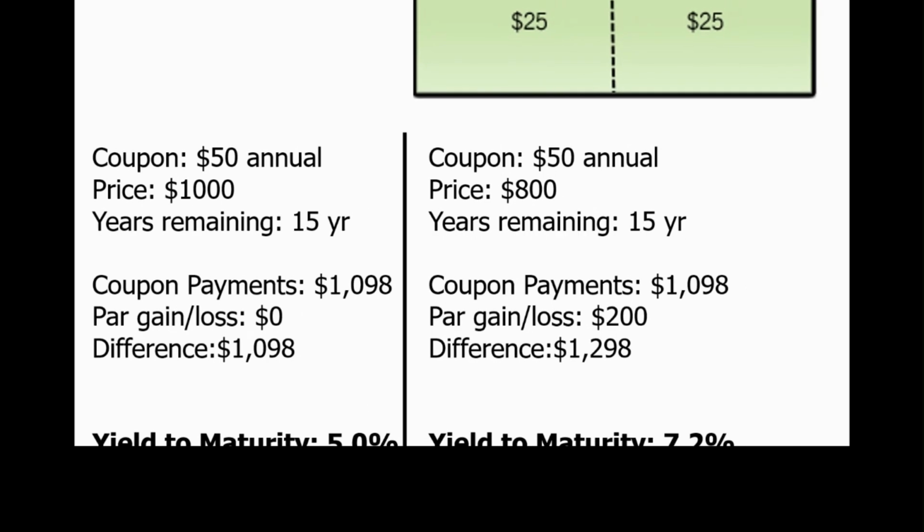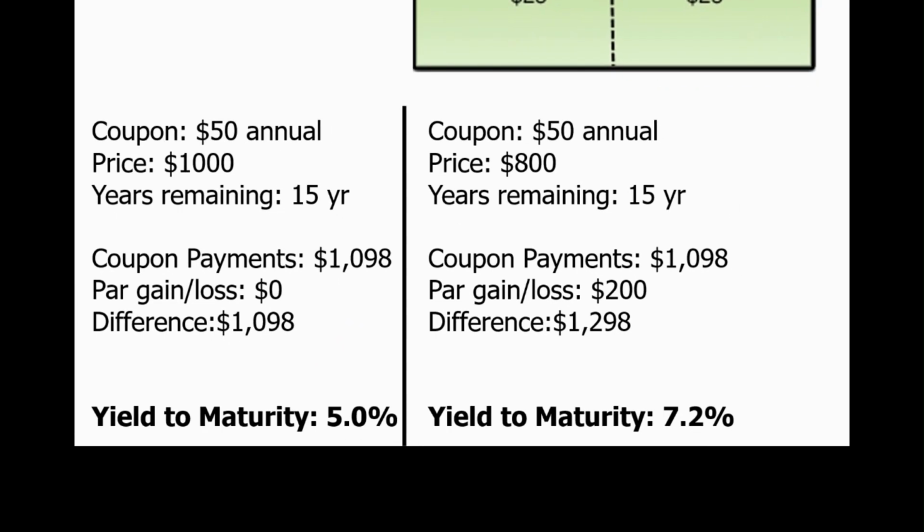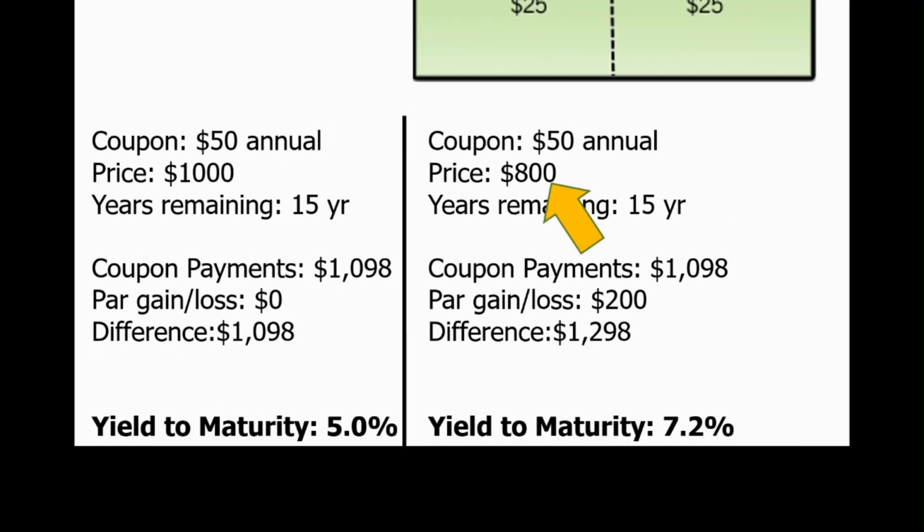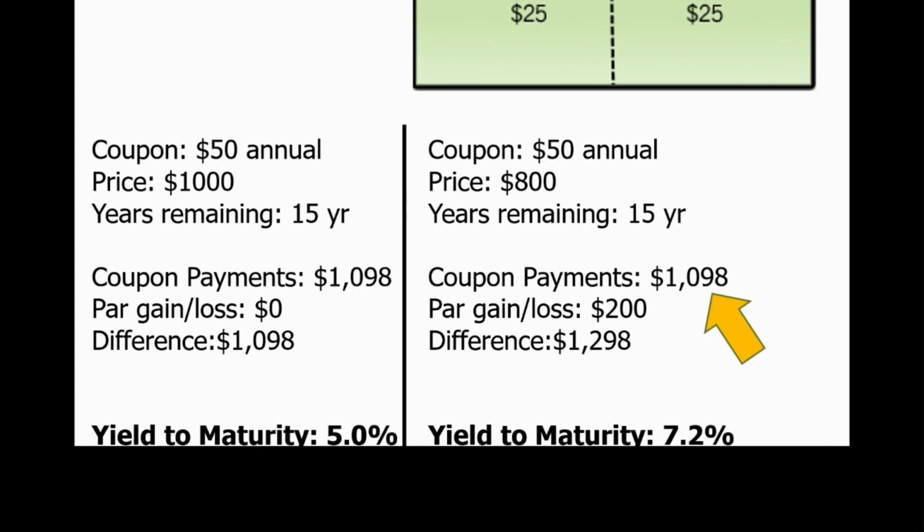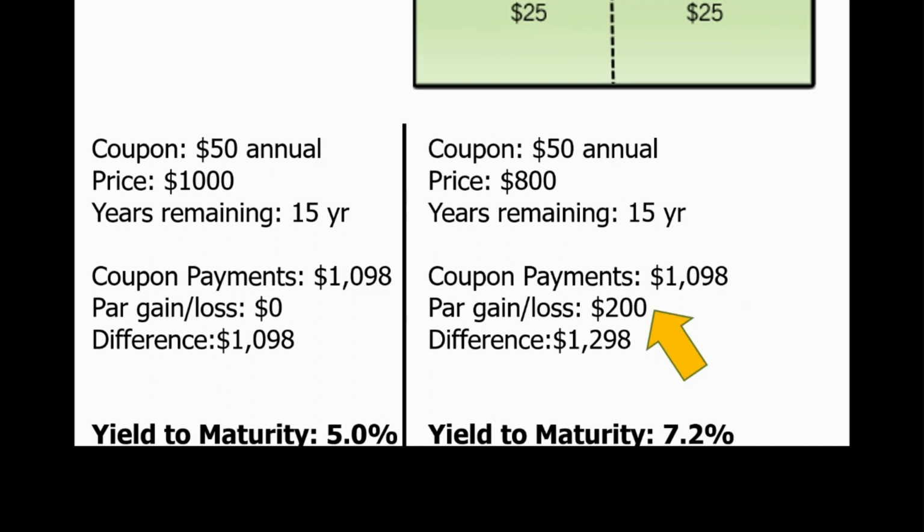So here is where it's really interesting. When we look at buying a bond that's selling at a discounted price, so we go down here, the coupon payments are exactly the same. The par value you are actually gaining because you bought it for 800, but you are going to get 1,000 back when the bond matures. So you are going to get a $200 plus.